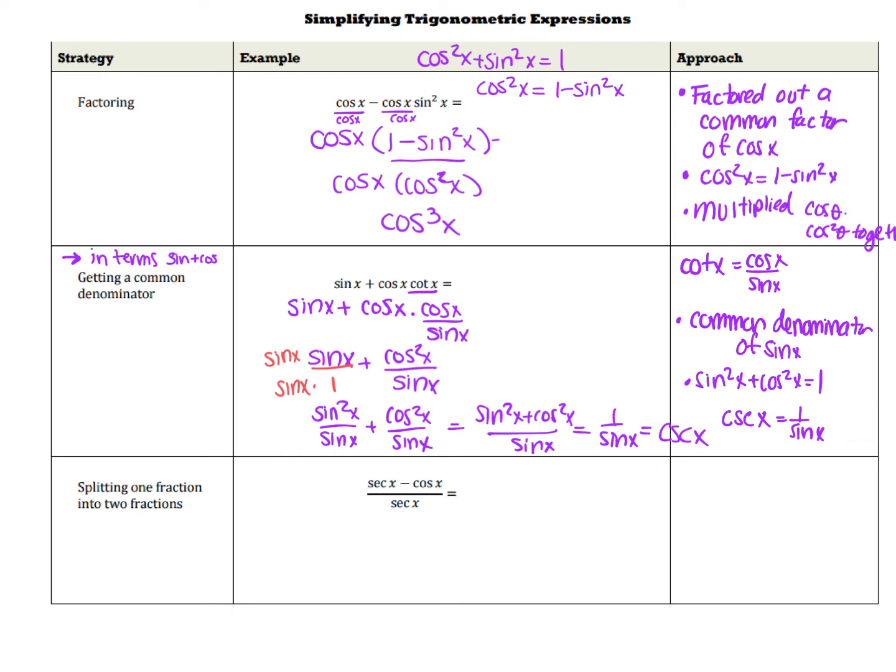All right, the last one is, instead of getting a common denominator, now we're going to split the fraction. So if I have a denominator of secant, I can write that as the denominator of two fractions.